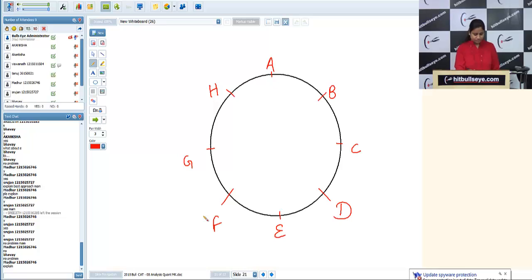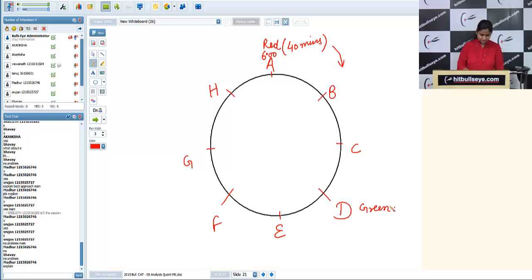Now there are 4 trains given. One is the red train, which is starting at 6 and takes a complete round in 40 minutes. Then there is a green train at D. Its direction is also mentioned, like red, that is clockwise.